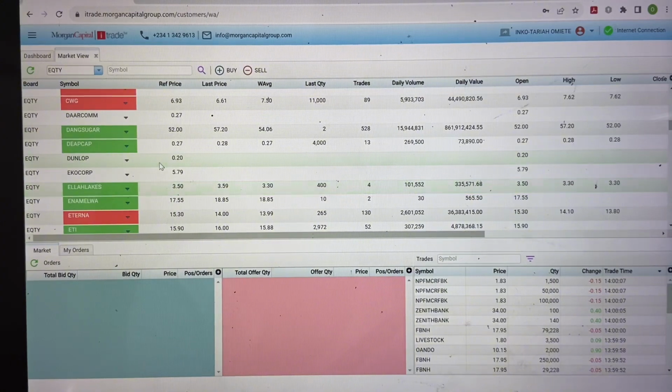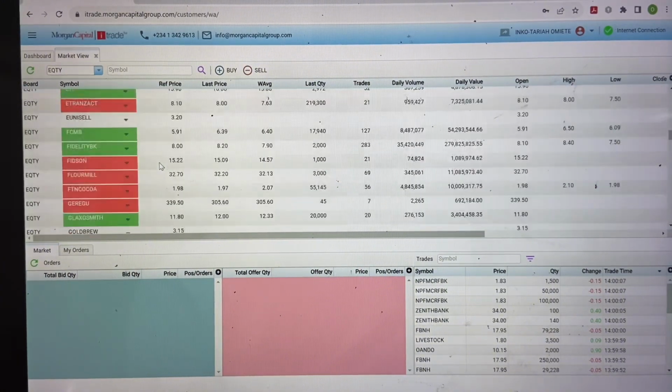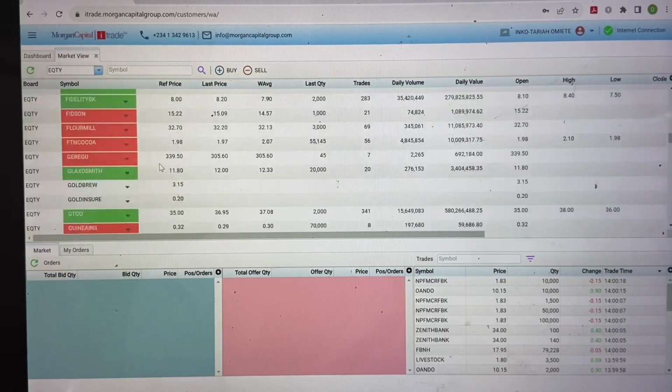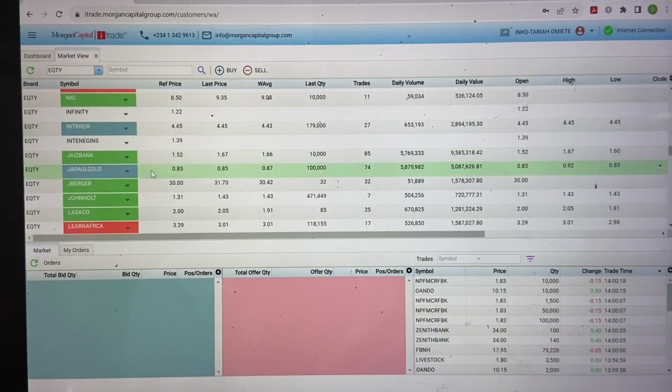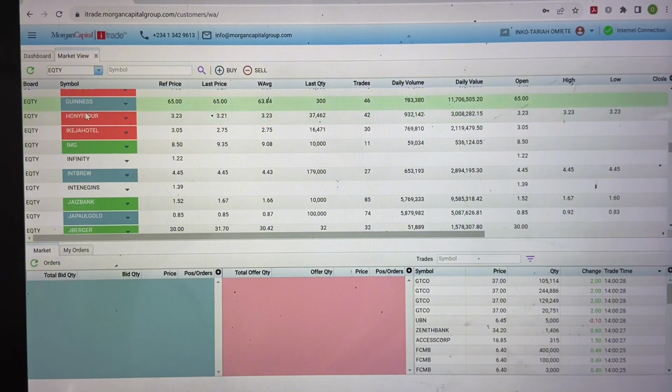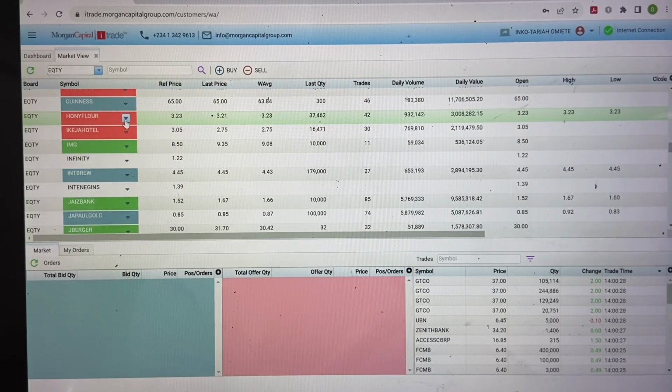All right, so straight away, let me also explain the color codes once more today. As you can see, there is red, there is green, and there is blue. Now, red means a particular stock is losing for the day compared to what it was sold for the previous day. For instance, Honeywell Flour Mill here is showing 3.23 kobo.